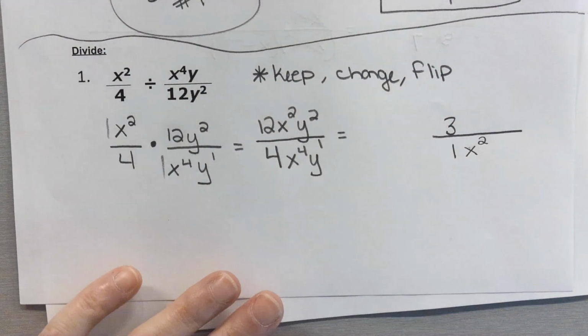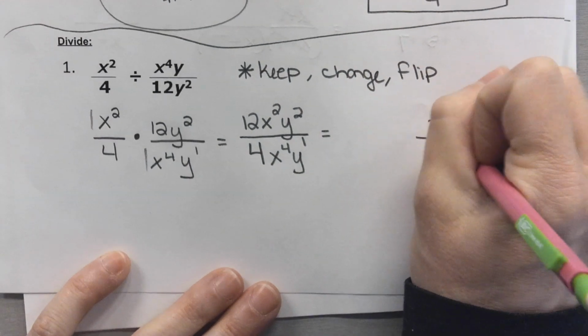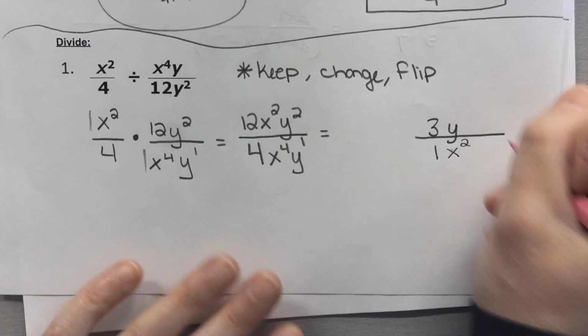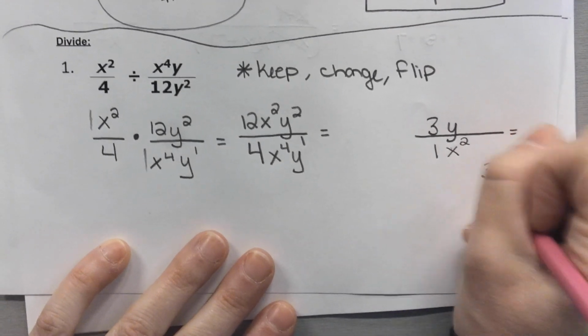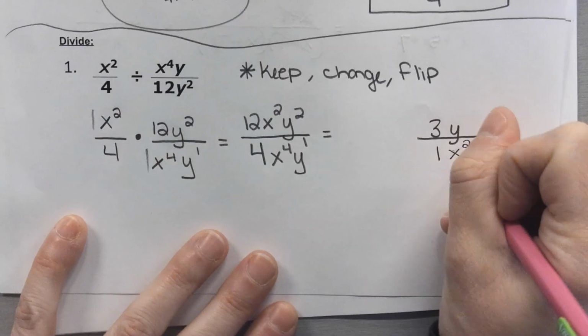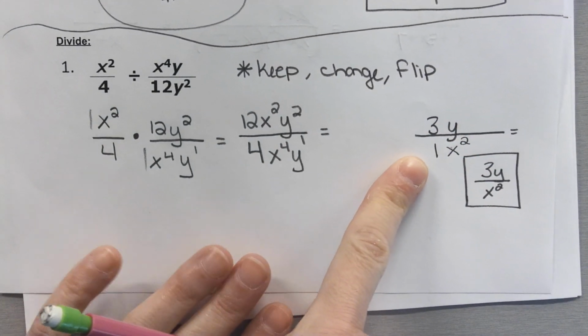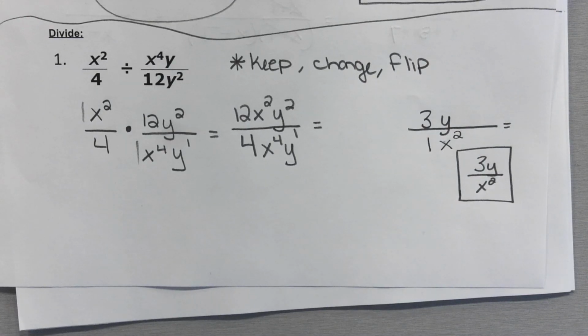And then look at your y's. How many y's and where are they? 1 in the top. So this would be my final answer. I could rewrite it a little bit more simply and just say 3y over x squared. This isn't wrong though. You could leave this as your answer. That would be a-okay to have the 1 there. It just doesn't have to be there.